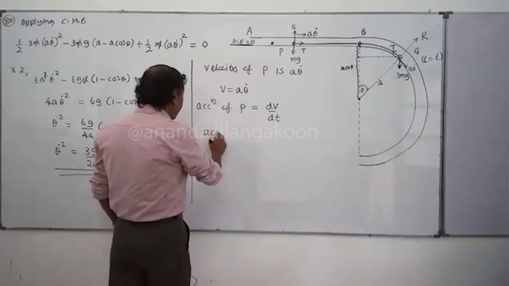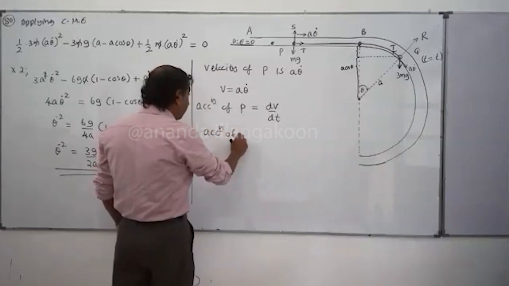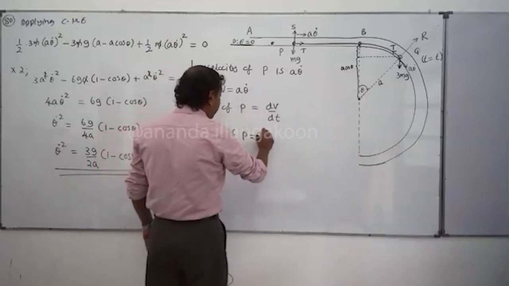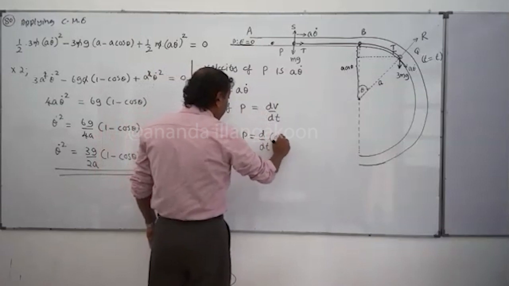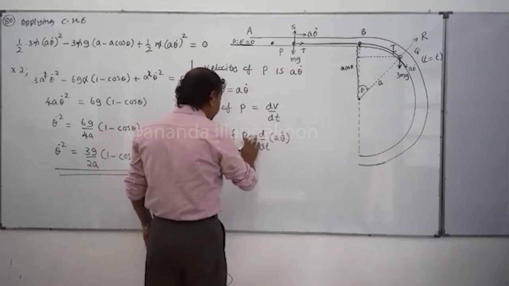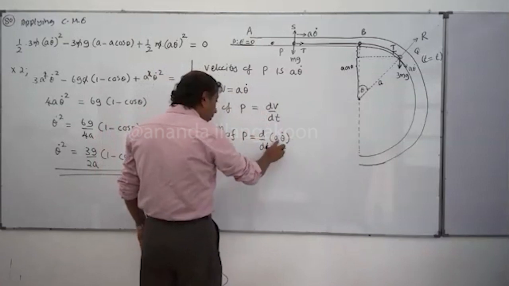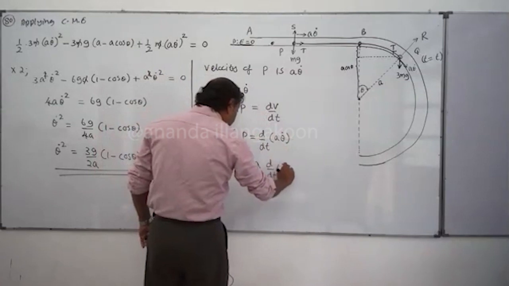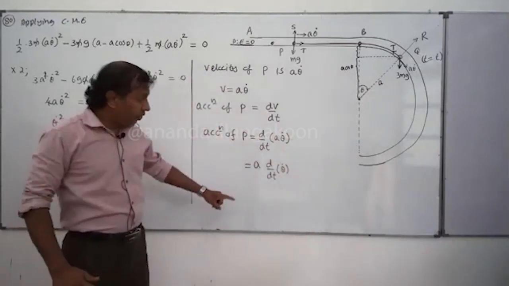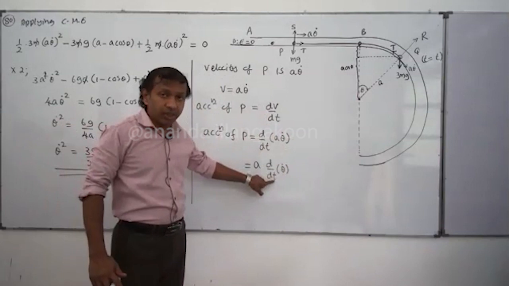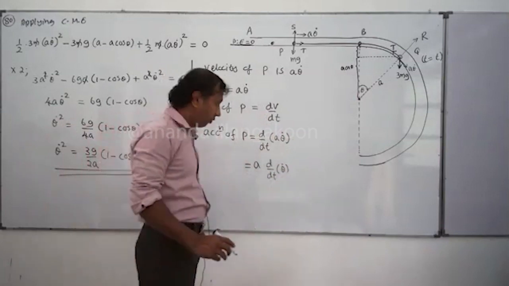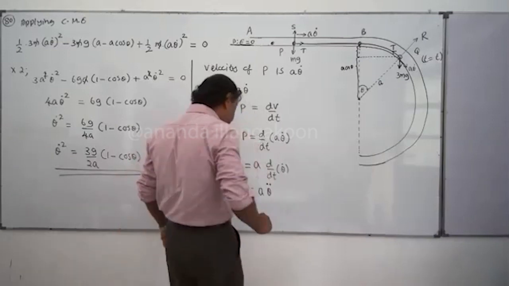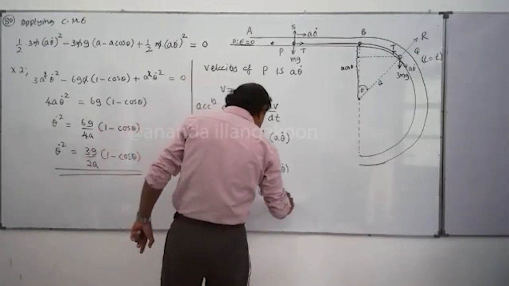Then the acceleration of P is equal to, what is v? v = a theta dot. d/dt of a theta dot, where a is a constant, gives a d/dt of theta dot. When we differentiate theta dot with respect to t again, we get theta double dot. Then we get the acceleration as a theta double dot. Now we'll keep this as star.